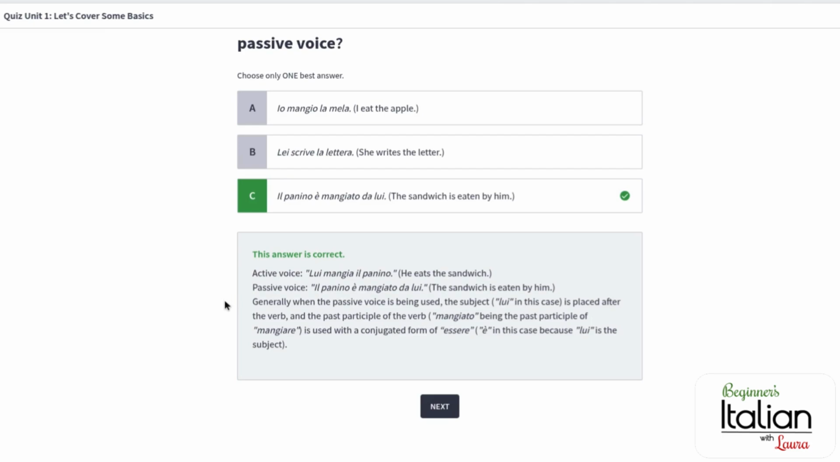Generally, when the passive voice is being used, the subject, lui in this case, is placed after the verb. And the past participle of the verb, mangiato, being the past participle of mangiare, is used with a conjugated form of essere, è in this case because lui is the subject.